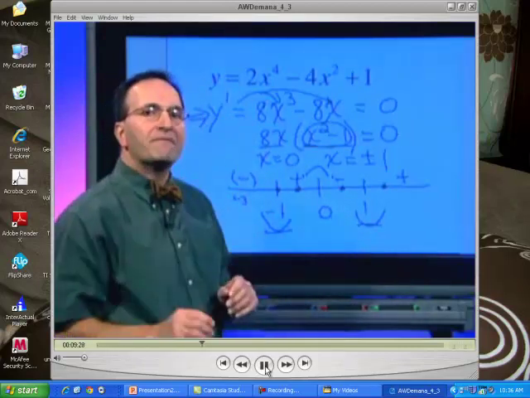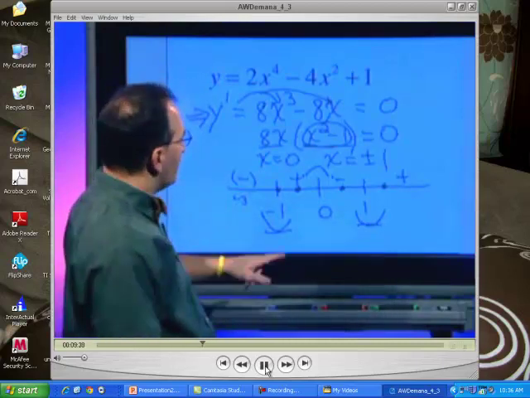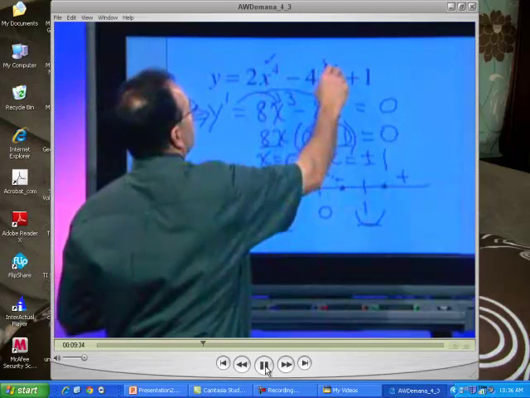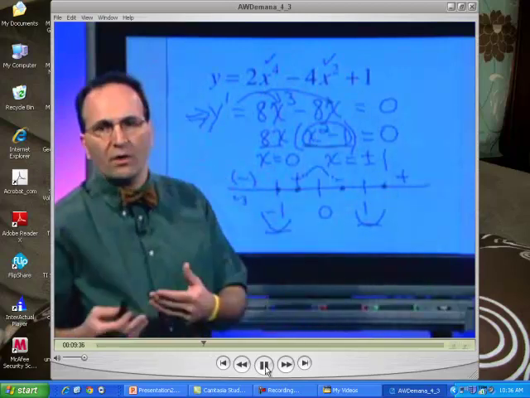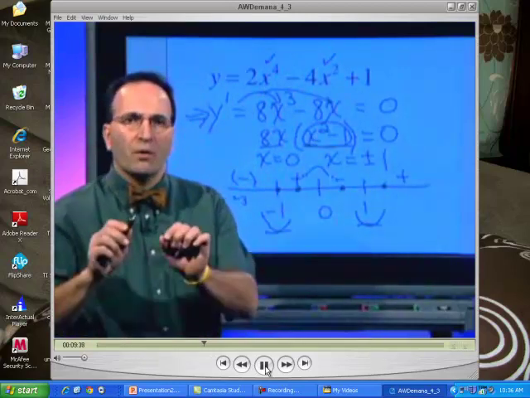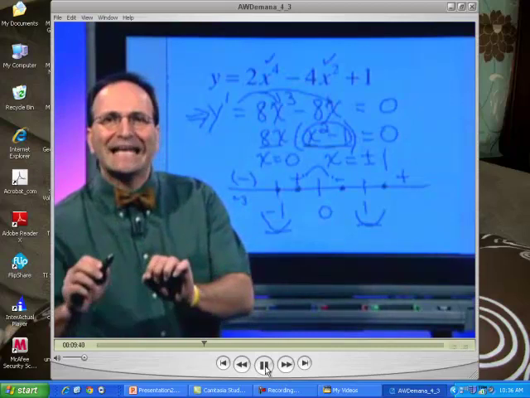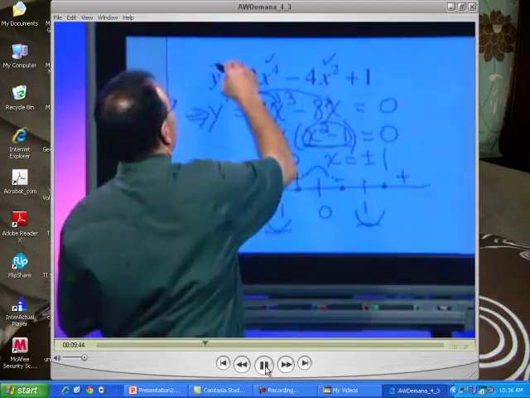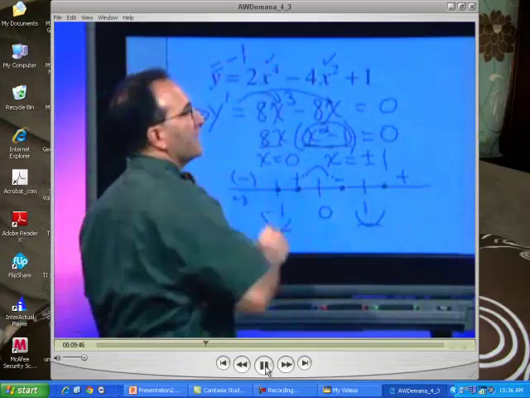And the way we can find out what they actually equal is to take the 1 and plug it back in here for x. When we do that, and I won't bother to do the arithmetic, we will get y equals negative 1. So the absolute minimum value is y equals negative 1.